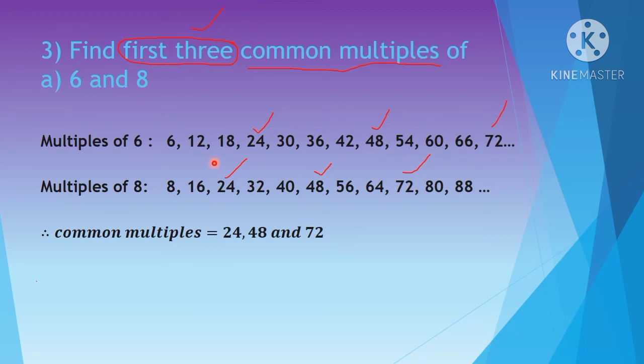Okay, children. So find first 3 common multiples. In the question they have mentioned you want to find out the first 3 common multiples. So first you want to write down the tables: 1 6 is 6, 2 6 are 12, 3 6 are 18, like that we have written till 72. Same way write the multiples for 8. Next you check whether any common multiples are there. So you got here 24, 48 and 72. So what are the first three common multiples? 24, 48 and 72.